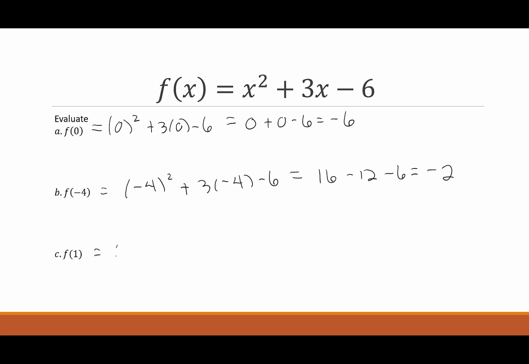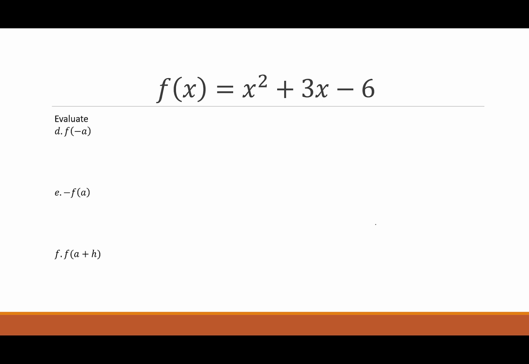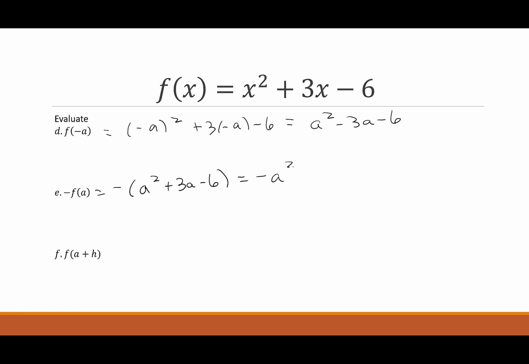Then I have f of 1, so I do 1 squared plus 3 times 1 minus 6. This is 1 plus 3 minus 6. That also gives me negative 2. Let's go back to that f of negative a. I have negative a squared plus 3 times negative a minus 6. I can simplify that to a squared minus 3a minus 6. Again, I'm going to do negative f of a, so I have negative a squared plus 3a minus 6. Remember to distribute that negative all the way through, so I have negative a squared minus 3a, now plus 6.